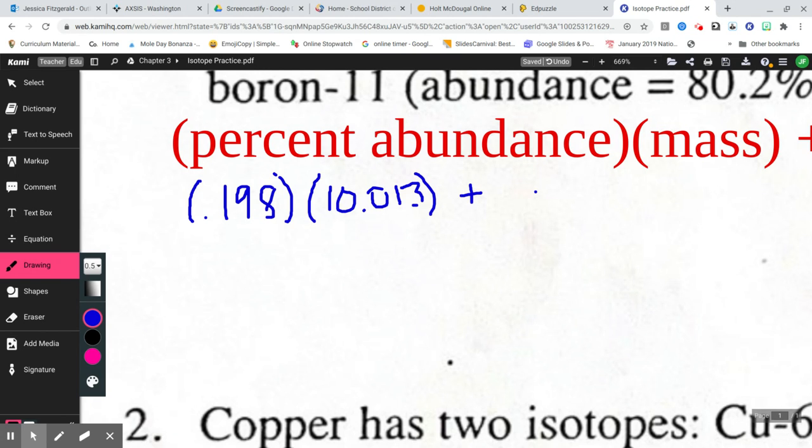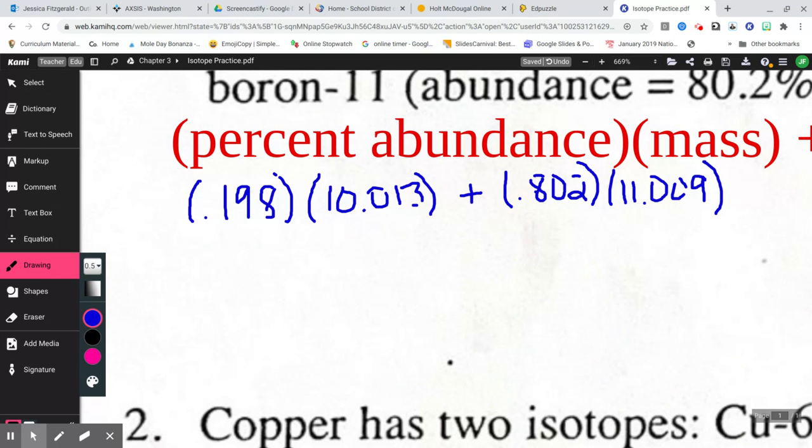Your next isotope is boron 11 that has the abundance of 80.2%. So we are going to change that percent to a decimal, 0.802, times its mass, which is 11.009.